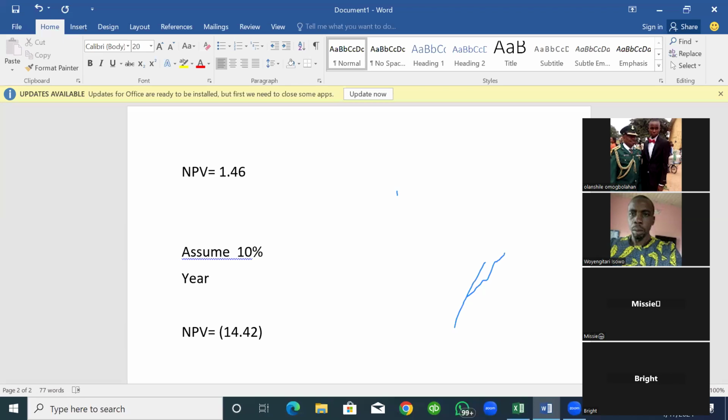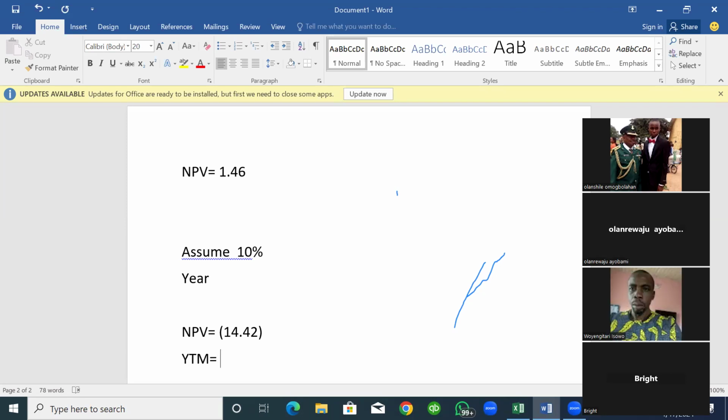So now let's do IRR. Let's do our IRR. So we say yield to maturity now, because that's what we are trying to calculate, equals to what's our A? Our A is the discounting factor that gives us positive NPV. That is what? 5%. That's 5 plus.